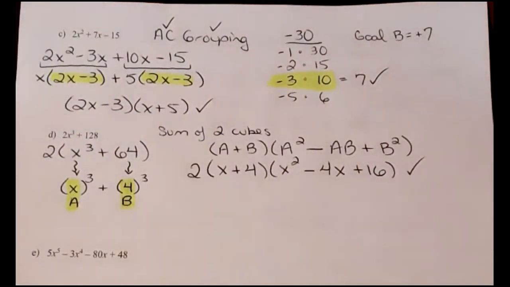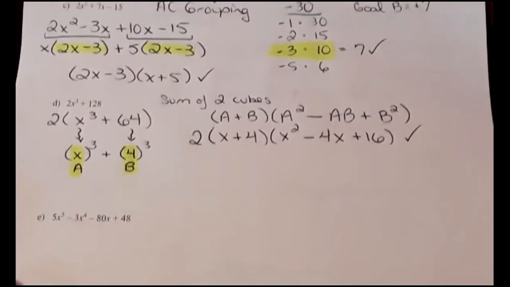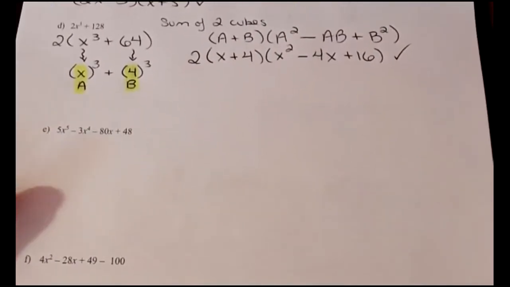That is complete. That is our factored form. We have two more, then I will take any and all questions, okay? Two more. We're almost there. For part E, we have a 4-term polynomial.